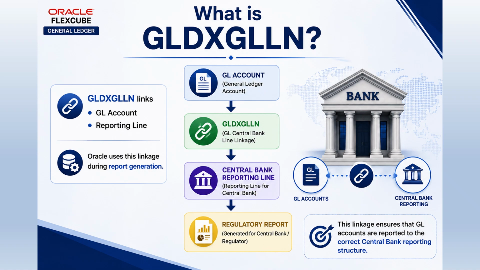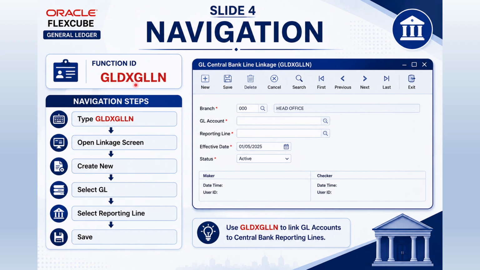Navigation. To maintain the GL central bank line linkage, use function ID GLDXGLLN. Open the function, create a new record, select the required GL account, select the appropriate reporting line, complete the required information, and save the record.